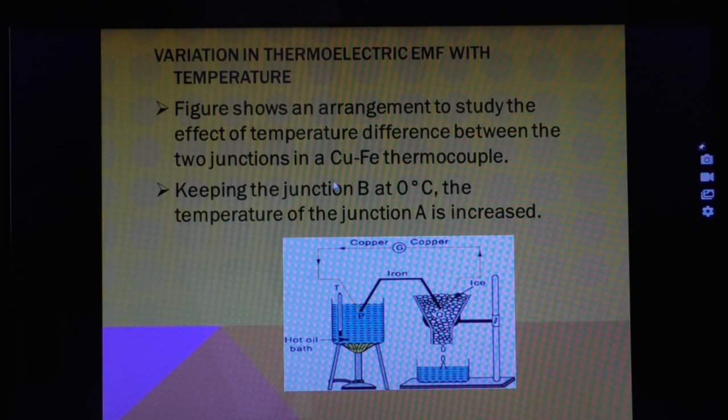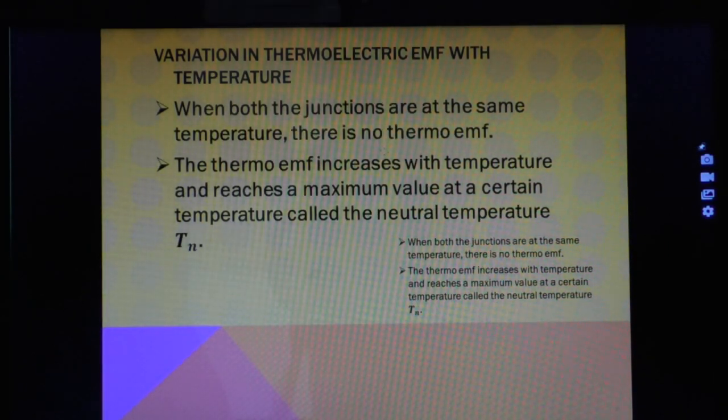Keeping the junction B at 0 degrees Celsius, so 0 degrees Celsius means ice. Keeping the junction B at 0, the temperature of the junction A is increased. When both the junctions are at the same temperature, there is no thermo EMF. So what is important? Temperature difference is important. If both the junctions are maintained at the same temperature, meaning delta T is equal to 0, then there would be no EMF.